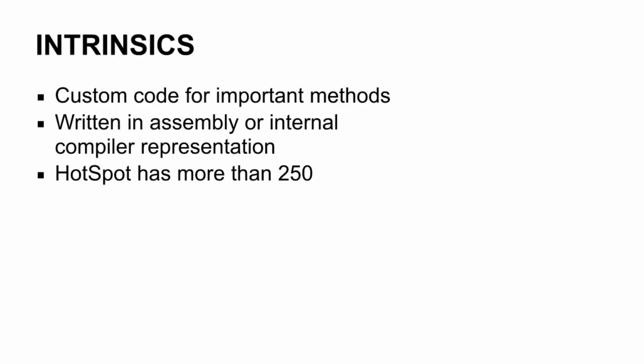As I said before, these are methods that are important, things like System.arraycopy, or small and should be fast, that maybe the hardware has special support for, like Math.sin or cosine. And these are often written in assembly code, or in the internal representation of the just-in-time compilers, so they can receive special treatment by the VM. And HotSpot actually has more than 250 of these.